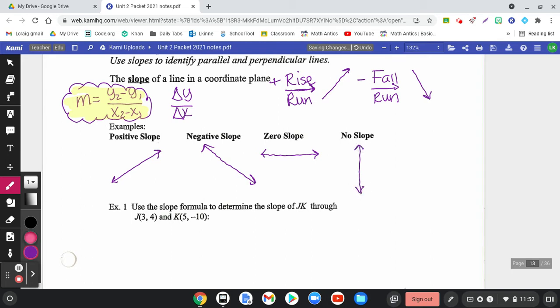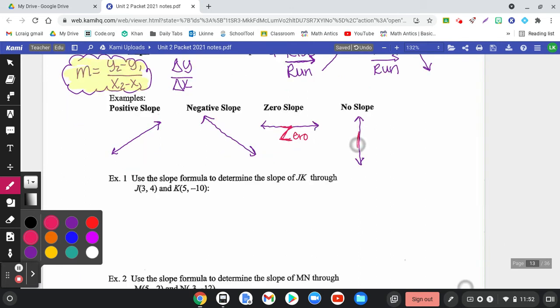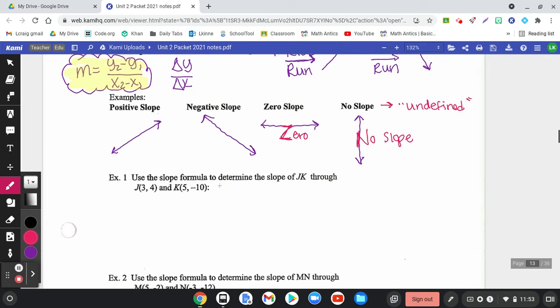And an easy way to tell the difference: you can make this line into a Z to remind you of zero, and this line we can make into an N to remind us that there's no slope. A lot of times you'll see undefined instead of no slope. So an undefined slope is the same as no slope. But first we're going to practice with the formula.